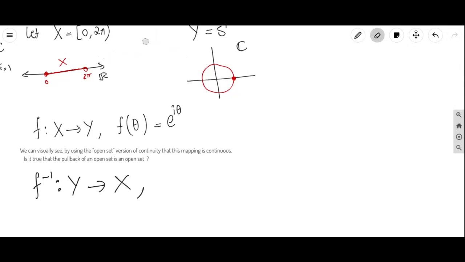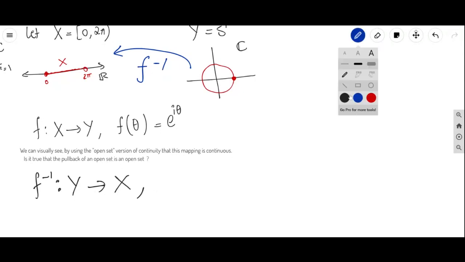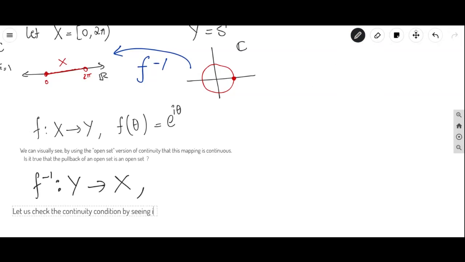So this time it goes in the opposite direction. It goes like this. Right? F inverse, it goes like this. So let's check. Let us check the continuity condition by seeing if the pullback of an open set is open. Now, when we take the pullback, we have to take the pullback in X. We have to take an open set in X because this is the inverse mapping. It goes from Y to X. So now we pick an open set in X.